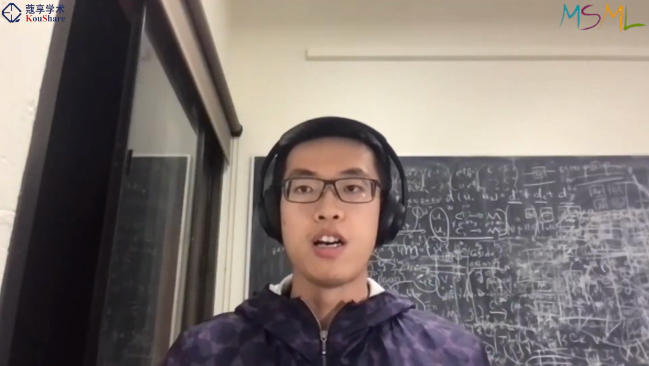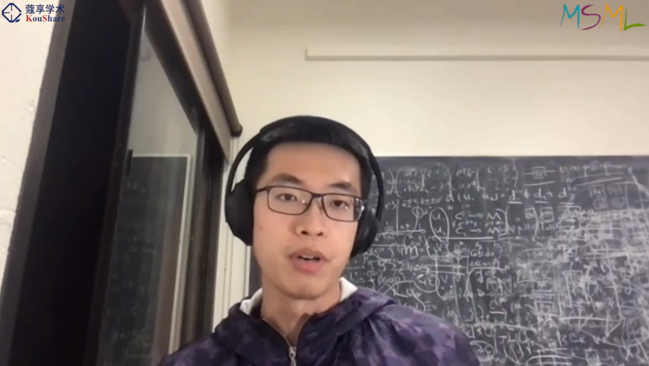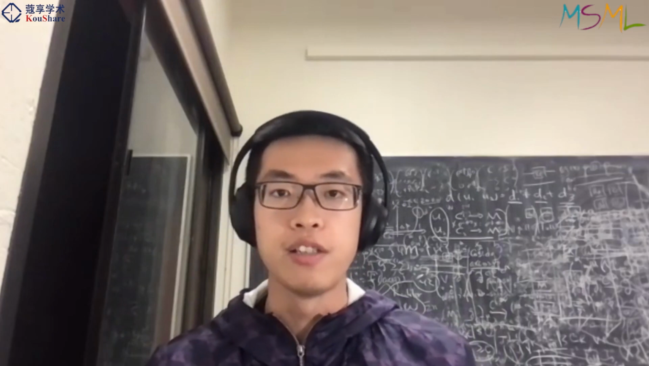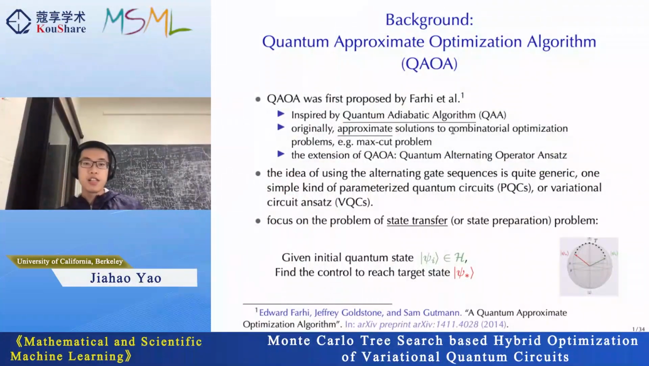First, we are going to give some introduction to the quantum approximate optimization algorithm, or QAOA. QAOA was first proposed by Farhi in 2014. It was inspired by the quantum adiabatic algorithm, or QAA. Originally it gave approximate solutions to combinatorial optimization problems such as max-cut, and the extension of QAOA is also called the quantum alternating operator ansatz. The idea is to use an alternating gate sequence as a generic parameterized quantum circuit, or a variational quantum ansatz.